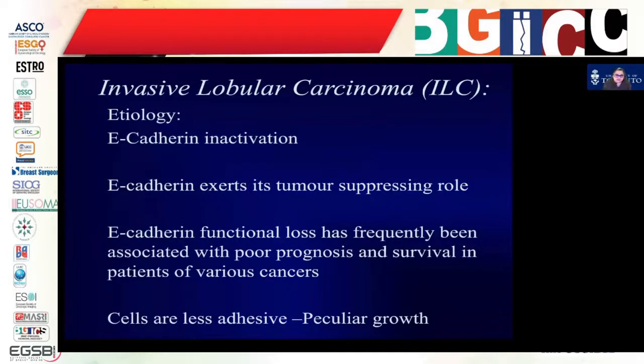So invasive lobular carcinomas basically cause inactivation of E-cadherin. And E-cadherin is a substance that actually is responsible for suppressing tumors. And so it leads to the inactivation of E-cadherin, which leads to the peculiar growth pattern that we see in invasive lobular carcinomas. They are less sticky, and so they just go along the planes. The lack of E-cadherin is associated with poor prognosis and survival in various different cancers. And so invasive lobular carcinoma is one such cancer.